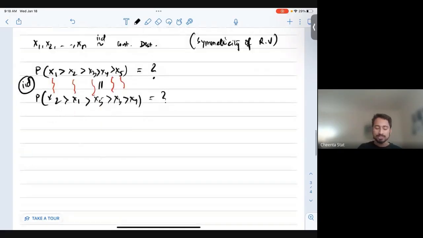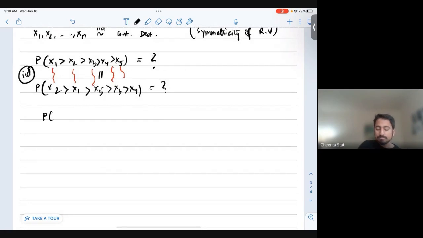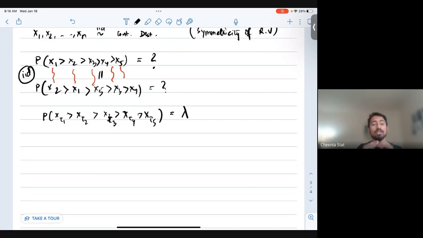So therefore, you can see that for any permutation tau, the probability is the same as this. The permutations are all the same, so let them all equal lambda. They are all the same because of the IID property.